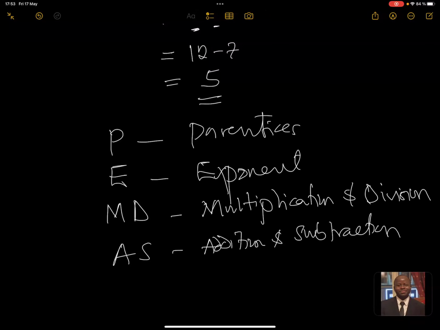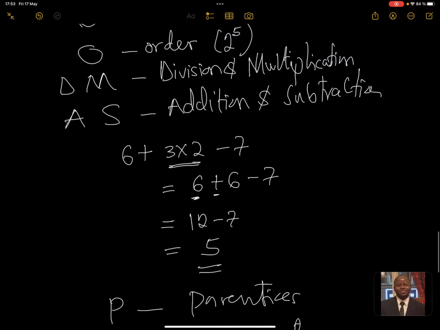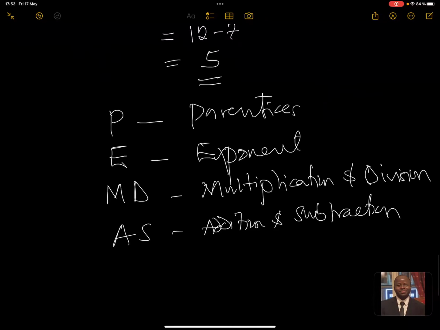Now you can see here in BODMAS, we have D before M. But in PEMDAS, we have M before D. Because they are both at the same level, the only difference is that you start with whichever you see when you are moving from the left to the right. If you see division first, start with division. If you see multiplication first, start with multiplication.